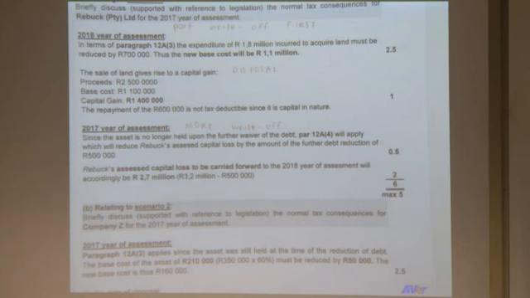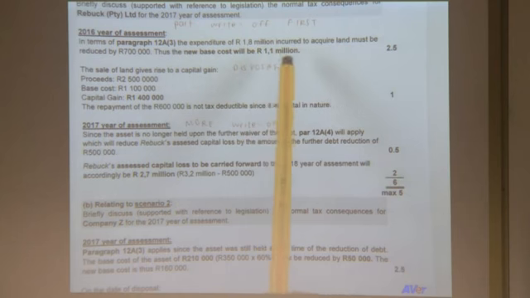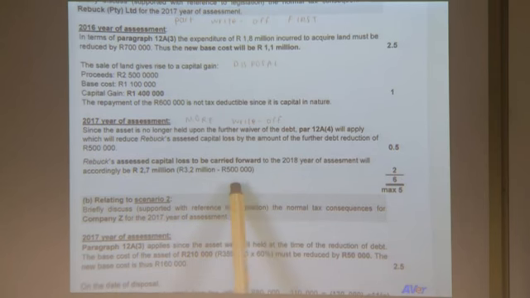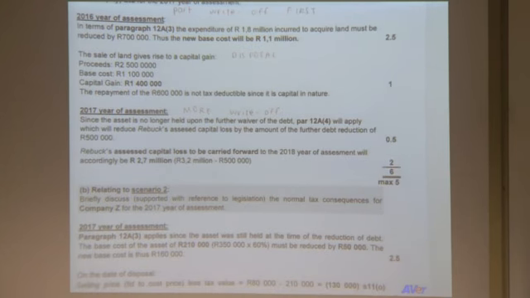Some of you just forgot to, we wanted for both years, for the 2016 year of assessment, you had to first discuss the new base cost and then the capital gain, and then you had to calculate in terms of 2017 what would happen then on the further debt write-off. Okay, in 2017, the asset was no longer held. So what do you do for a capital asset that's a non-allowance asset no longer held? You simply reduce the assessed capital loss. Okay, that was the further 2.5 marks.